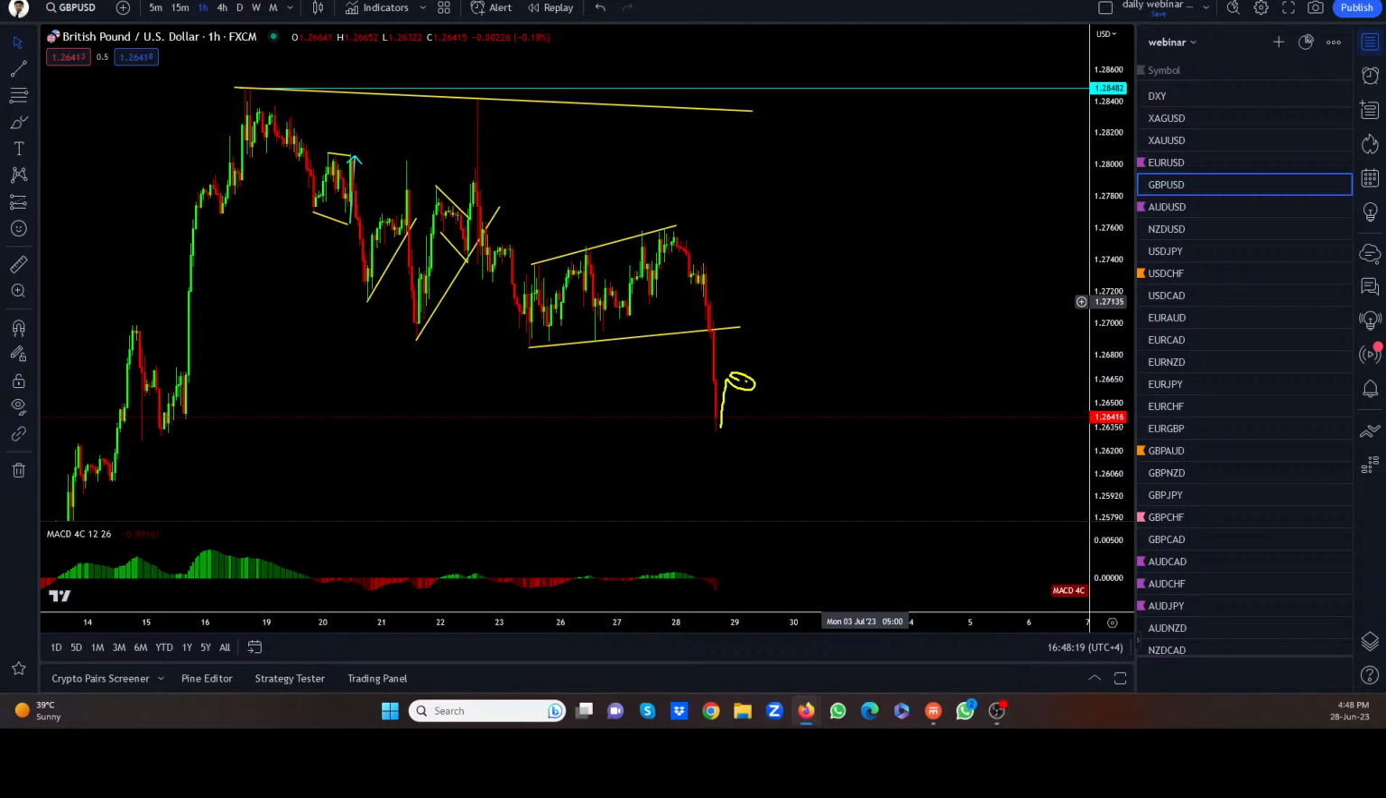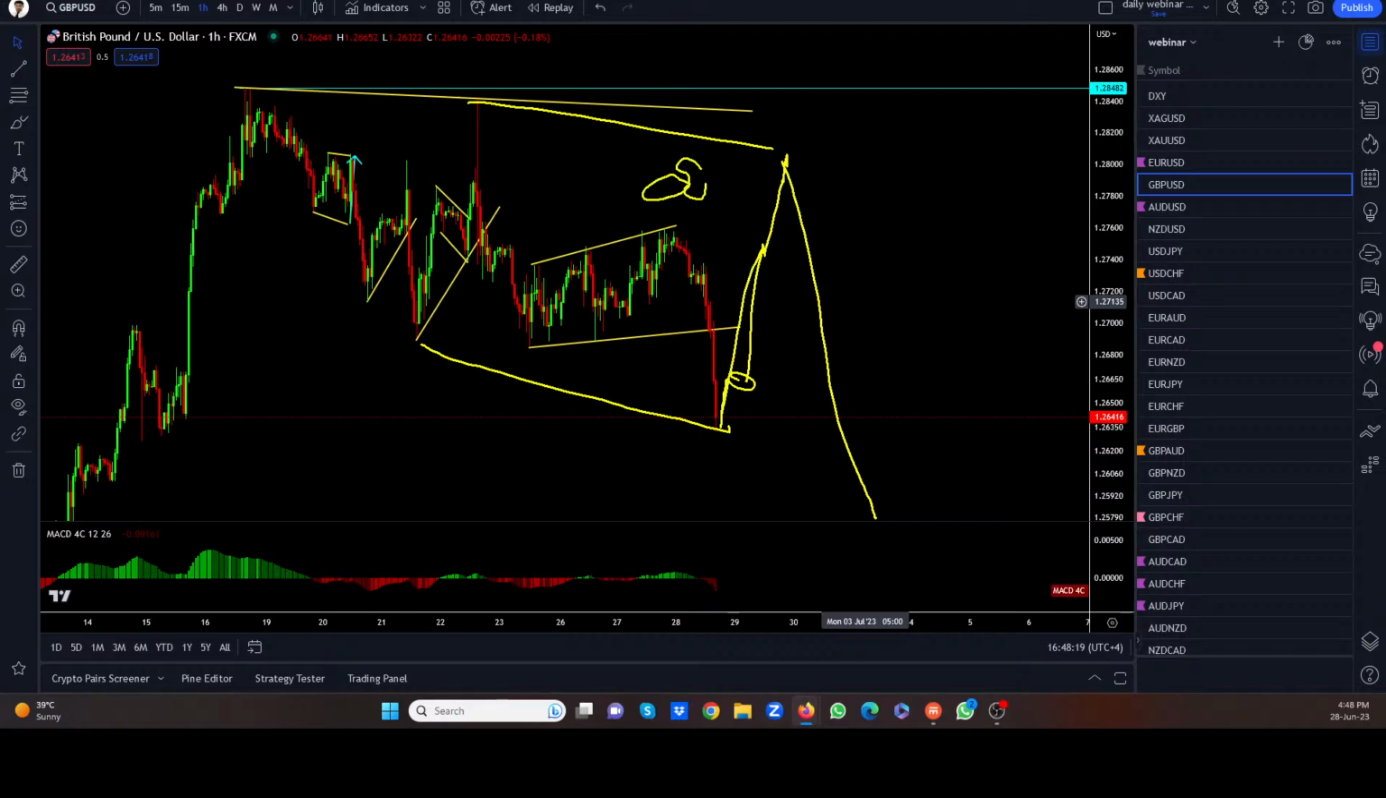Wait for a flag here, and we're going to go with this trade back to the top there. Complete this flat. Come back here. If I have to give you a probability, this up move has about an 80% chance of happening, rather than for this to make a flag here and continue to go.